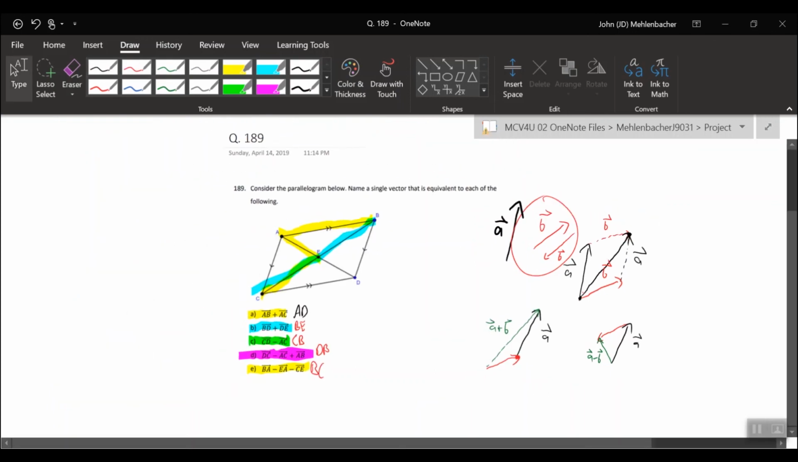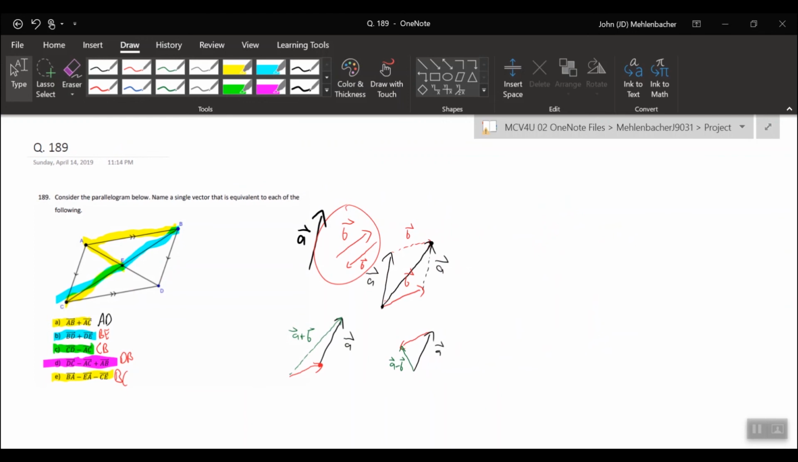With this knowledge now, you'll be able to add and subtract vectors in any form with head to tail and head to head.